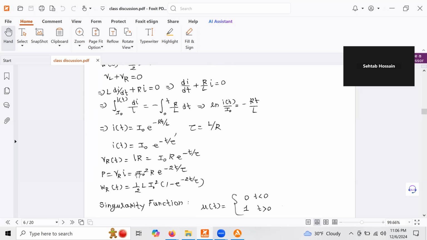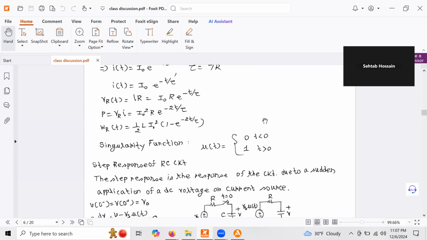So how about the voltage? Voltage will be equal to i times R, just applying this formula over here. And how about power? Apply the VI formula over here, then we come out with this and this expression. And if we integrate this expression, then we come out with this expression.